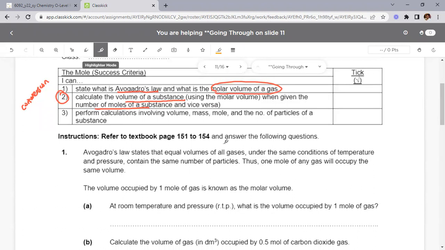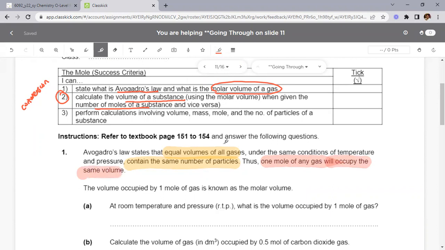Avogadro's law states that equal volumes of all gases under the same condition of temperature and pressure contain the same number of particles. So that means the same volume will contain the same number of particles. And hence, the real conclusion is here, which is 1 mole of any gas will occupy the same volume.